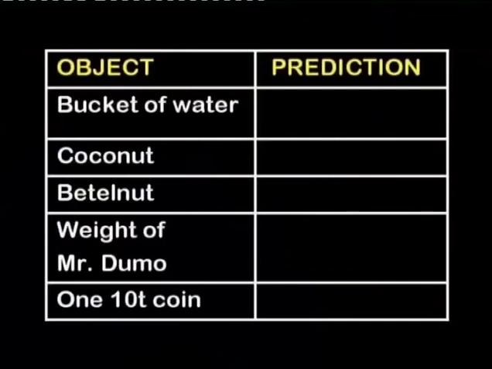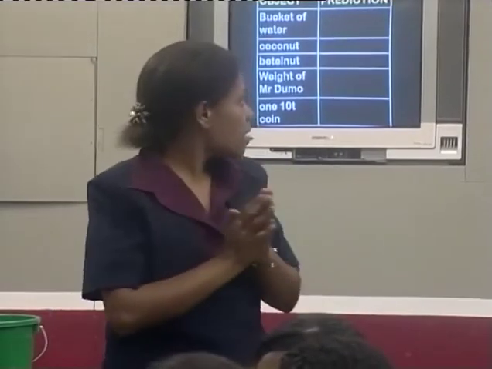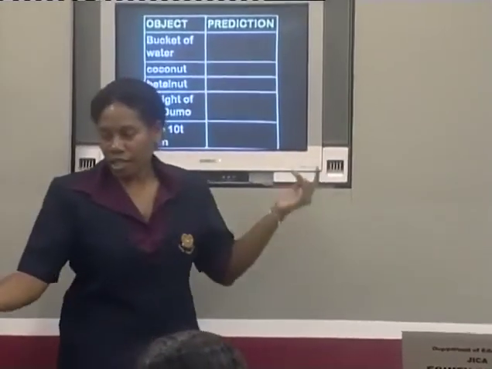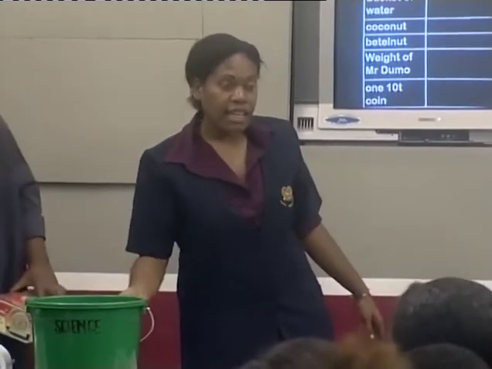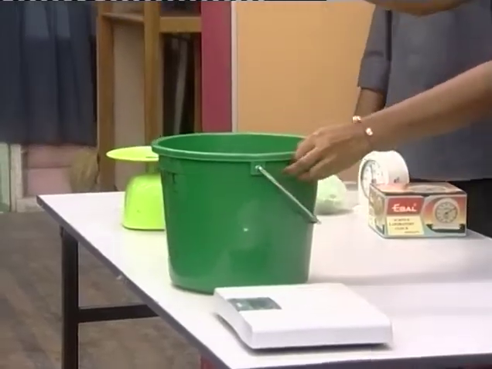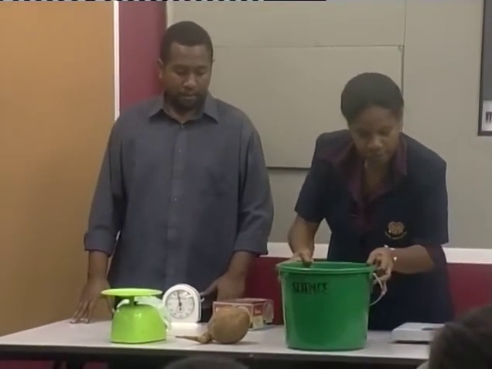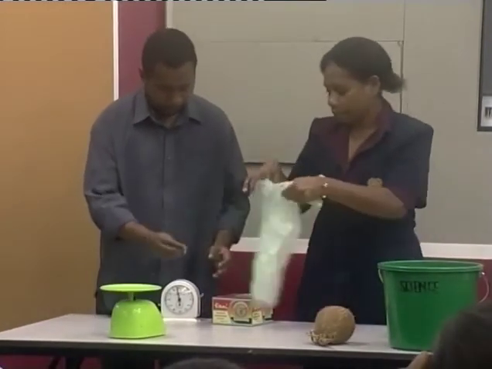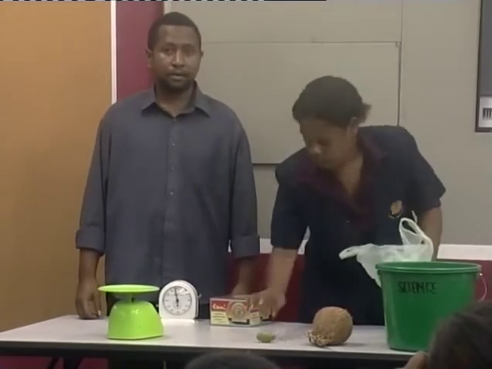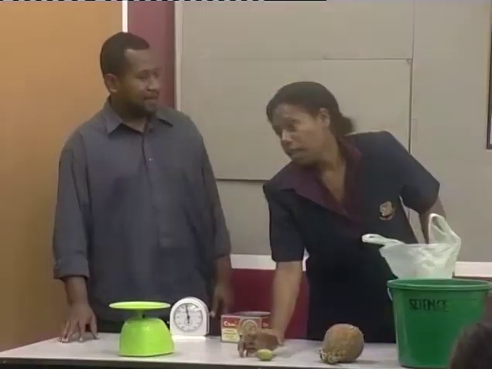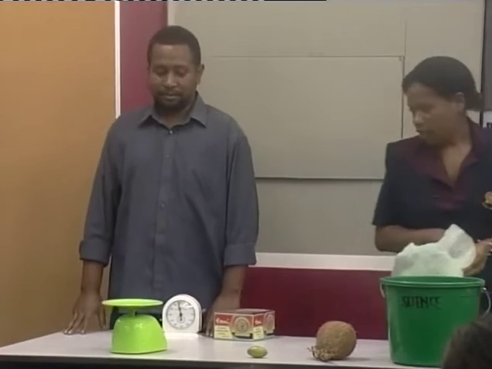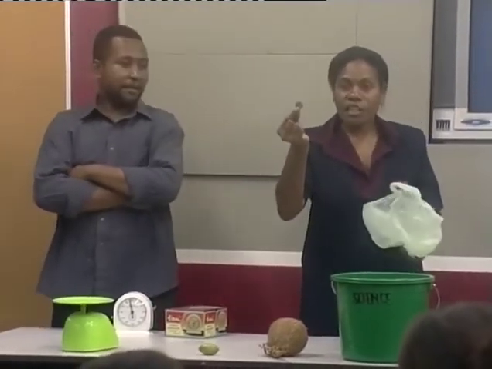Okay, so we'll have these objects here in different groups. So we'll have group one. Oh, okay, we're going to do the predictions first, okay? ATs and receiving students, so let's say bucket of water. You predict how much does this bucket of water weigh? Now, this bucket of water here, this coconut. Where's our betel nut? Here. Sorry. Okay, one betel nut. And Mr. Dumo. Predict his weight. How much does he weigh? Okay, and one 10 toya coin.